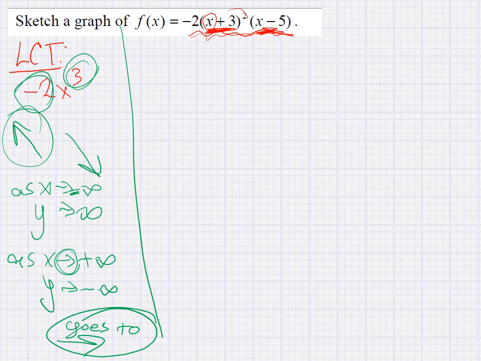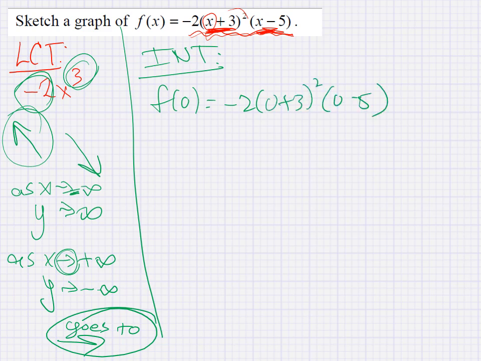So intercepts. So f of 0, I like to do that one first. It's usually the easier one. So negative 2 times 0 plus 3 squared times 0 minus 5. That would give me negative 2 times 9 times negative 5, sorry. So that would give me 90. Okay? So that is my y-intercept.